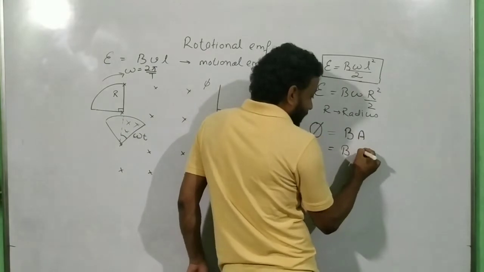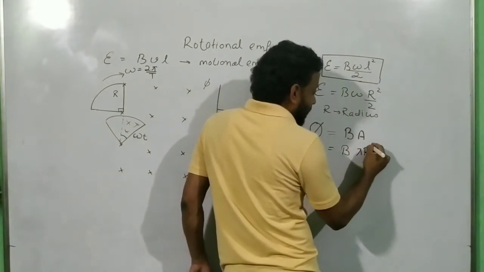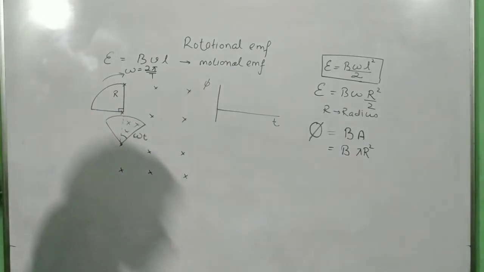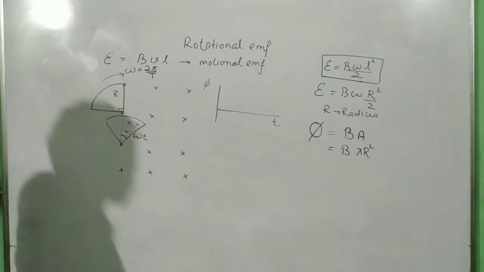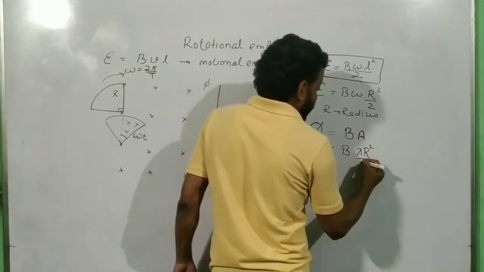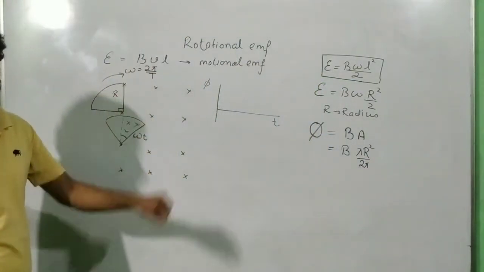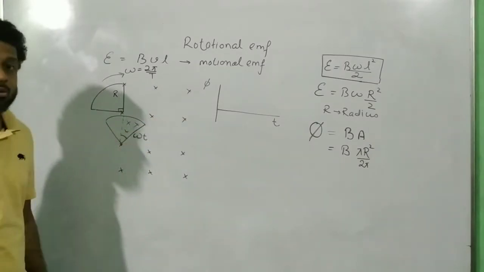So what is the area? Now for one complete area, we know that the full area of a circle is pi r square. Agree with that? If I divide this by 2 pi, what will I get? I will get area per unit radian. Agree with that? Per unit radian, because at the center the angle made is 2 pi.